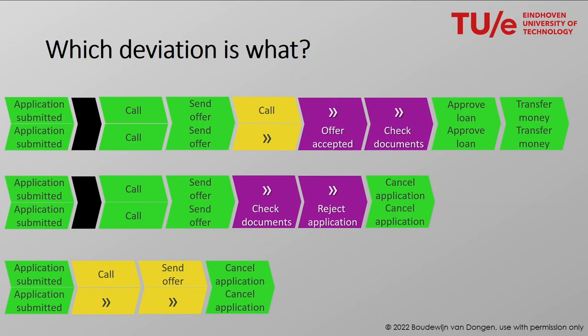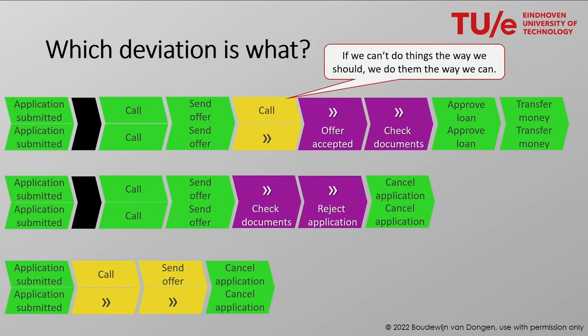But now remember that we talked about the four types of deviations. Which of them is what? So here we have, you call the customer, even though the model says you shouldn't. So apparently, we couldn't do things the way we should, but we did them anyway, right? Nobody forbids me to pick up the phone and call a customer. That's how we should do things, but we didn't do them.